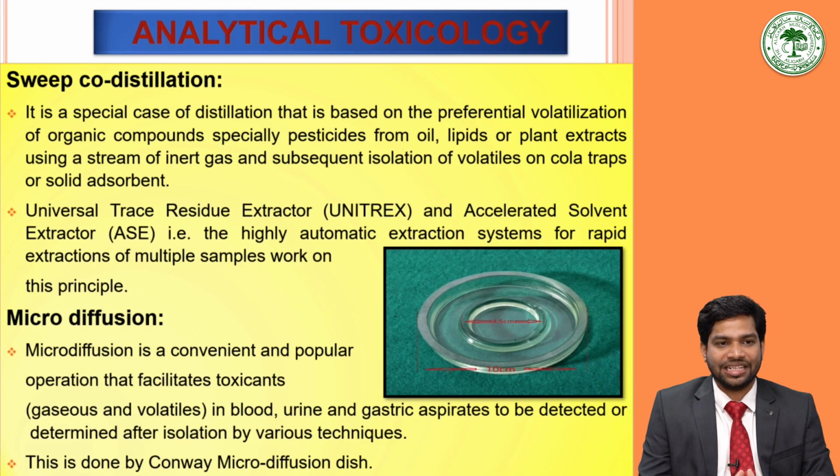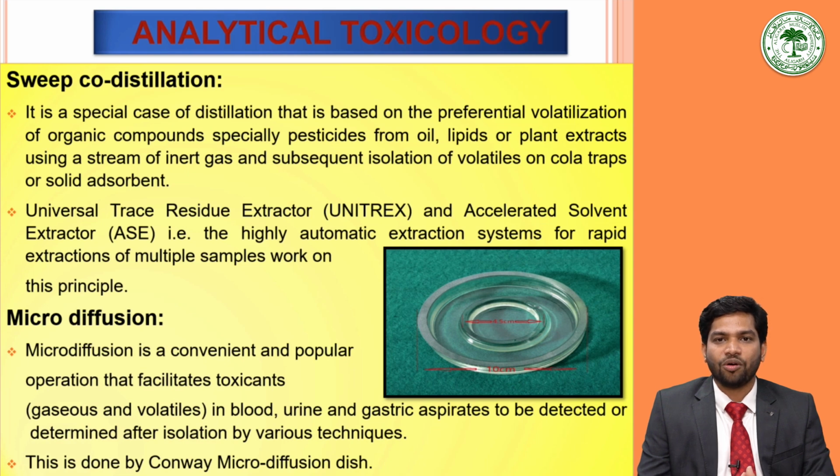Then sweep co-distillation. Here it is a special case of distillation that is based on the preferential volatilization of the organic compounds, especially pesticides, which are separated from wild lipids or plant extracts using a stream of inert gas and subsequent isolation of volatiles on cold traps or solid adsorbents. Universal trace residue extractor, Unitrex, and accelerated solvent extractor, the highly automatic extraction systems for rapid extraction of multiple samples, work on this principle of sweep co-distillation.